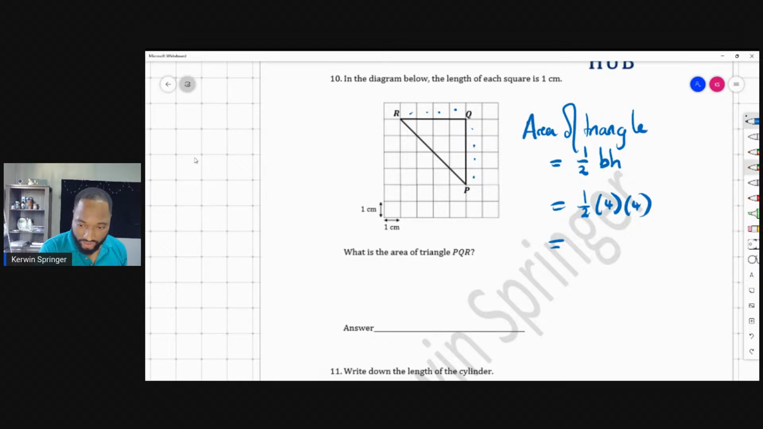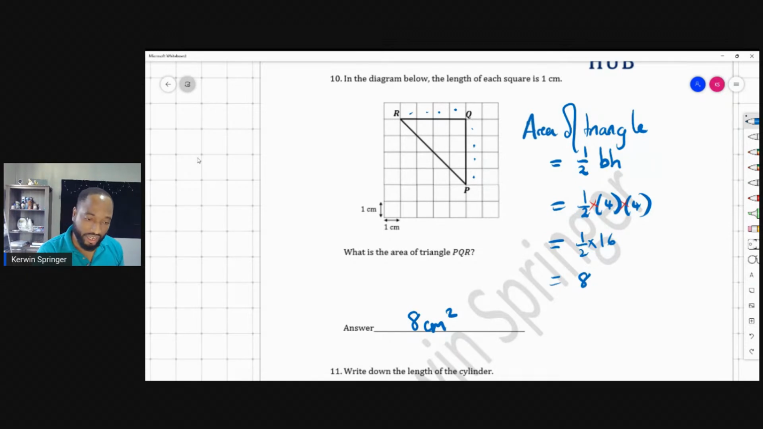Now, you could imagine little multiply signs between there, right? Half times 4 times 4. 4 times 4 is 16. So half of 16 is 8. So the area is 8 centimeters squared. That's one way to do it.